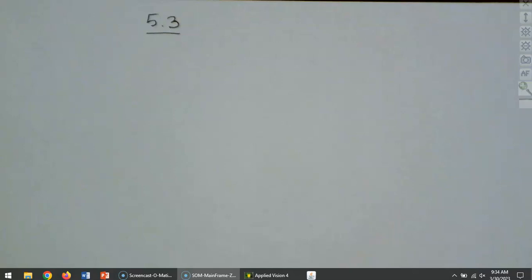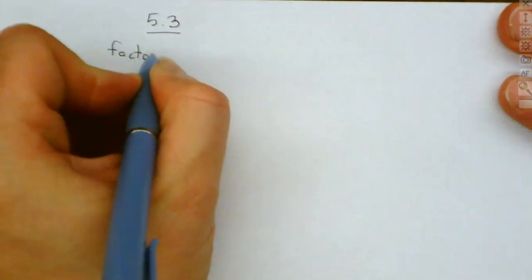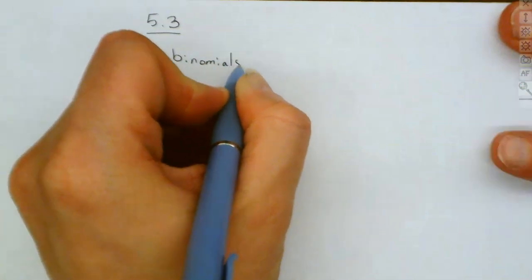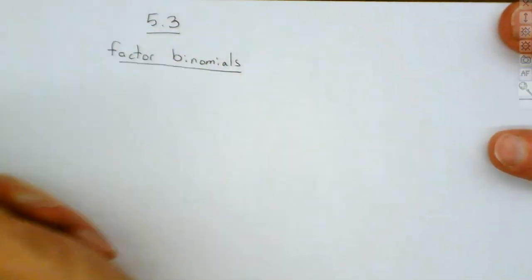So we're going to be looking at 5.3 here. And first thing we're going to look at is we're going to be factoring binomials. So we need a table of squares.